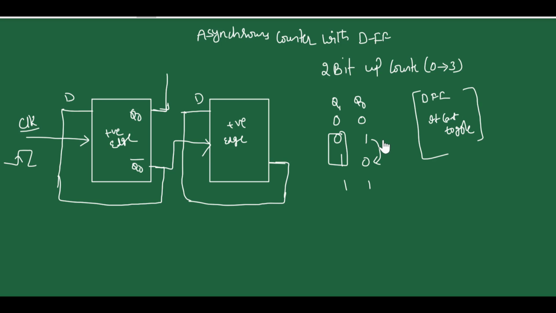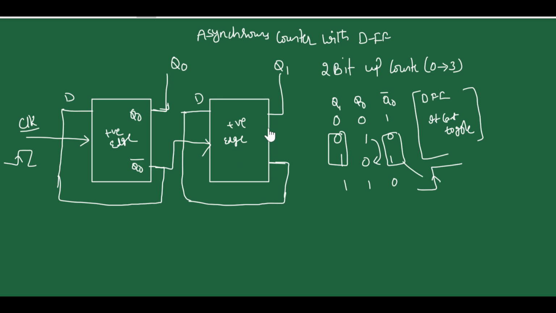If you take the Q0 bar output, this will be 1 0 1 0. So in this case, your Q0 bar going from 1 to 0 will act as a clock to the second flip-flop, and your second flip-flop will respond accordingly and produce the appropriate output at Q1. So this is how we can use D flip-flop for the counting application.